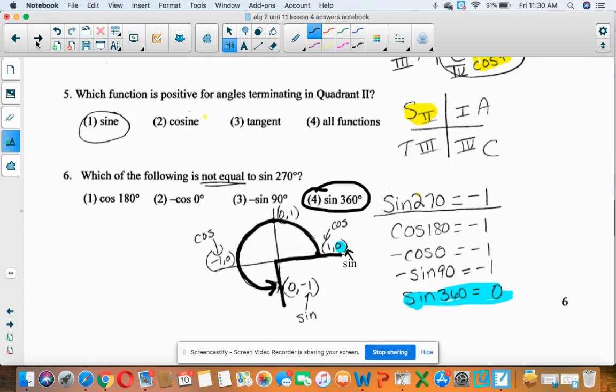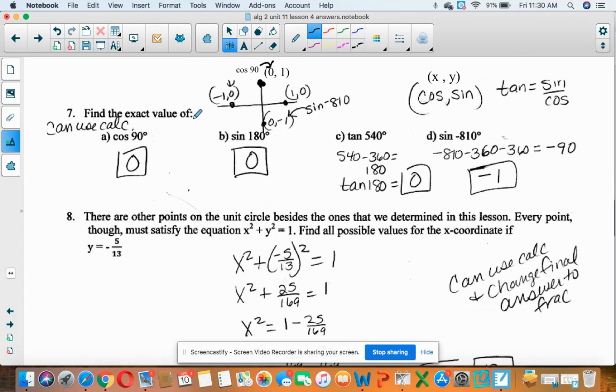All right, next page. Number 7, they want me to find the exact value of each of these. So again, I drew that little graph. This point is (1, 0), this point is (0, 1), this point is (negative 1, 0), and this point is (0, negative 1). I can also use a calculator for this, but the cosine of 90, so this is 90 right here where my pen is. Cosine is the x coordinate, so it's 0.